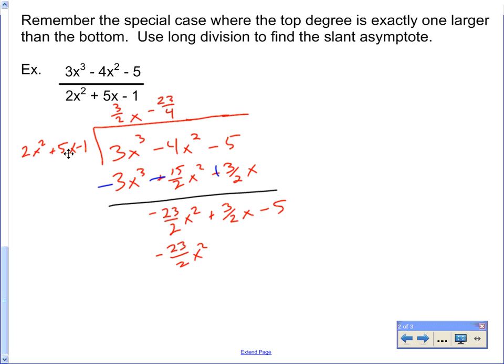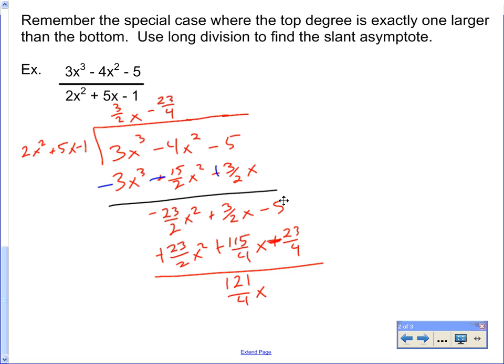When I multiply here, I'm going to get negative 115 fourths x, and then I'm going to have positive 23 fourths. Okay, change all my signs, add these up. These will cancel. This is really 6 fourths, so that leaves me with 121 fourths x.